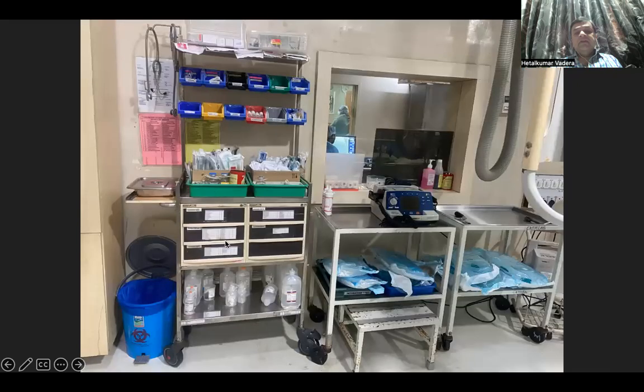Here you can see this is the crash cart where you will find all emergency drugs. This is the defibrillator. So all facilities are available so that you can treat any emergency situation if it happens. You should be prepared for any worst situation inside the cath lab.